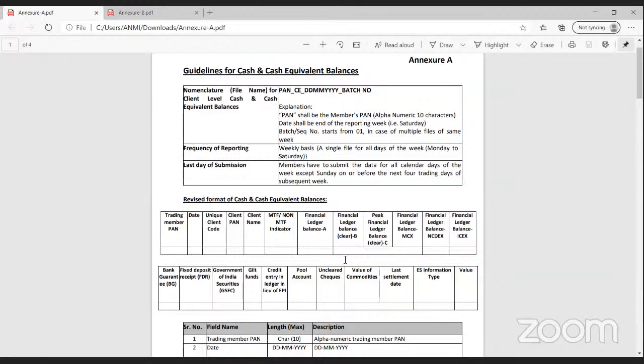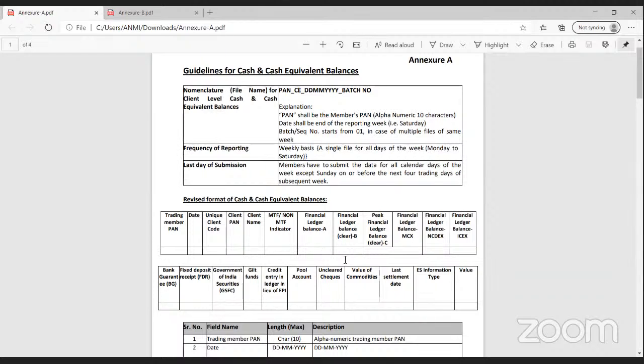For equity exchanges, since we come under interoperability, we don't have exchange specific balances. So the balances which have been sent to the clients from the equity exchanges will remain the same. Apart from that, we have added a few columns like credit entry in ledger in lieu of EPI, pool account, and uncleared checks. So basically, these three columns have been added for the ease of offsite verification of the margin that SEBI has stipulated.